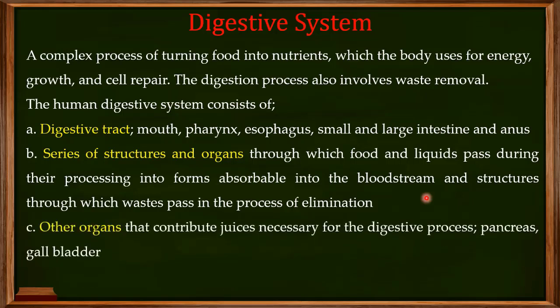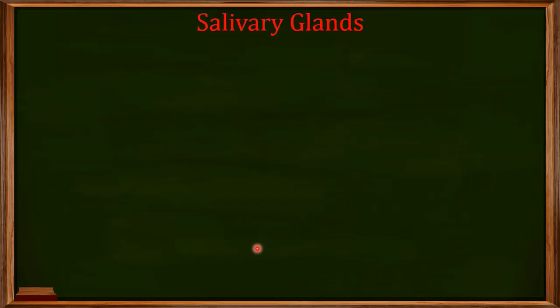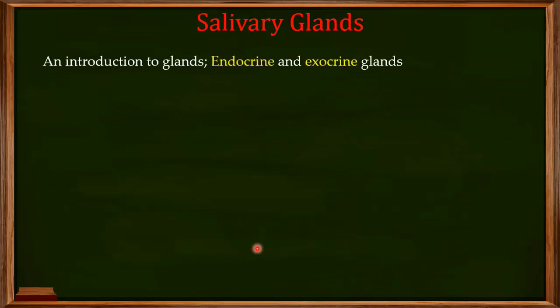We will then focus on other organs like the pancreas and the gallbladder, and these organs actually contribute juices which are necessary for the digestive process. Then we will have a detailed discussion on the salivary glands. So this would be the next topic in the course.